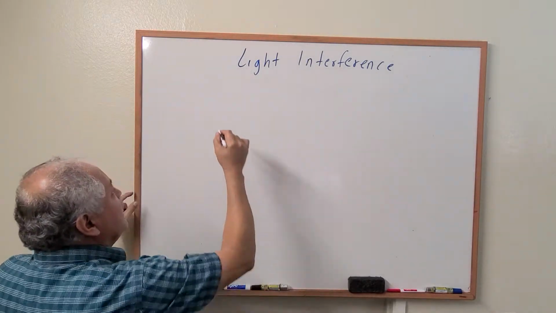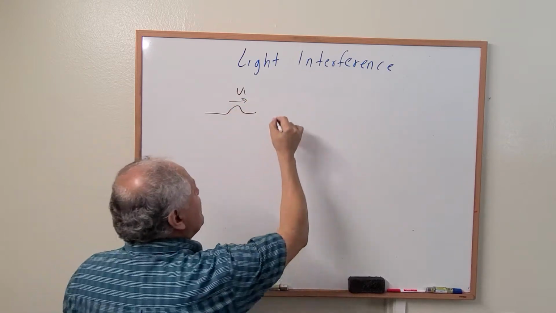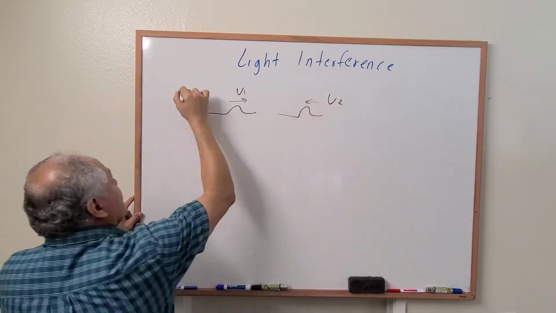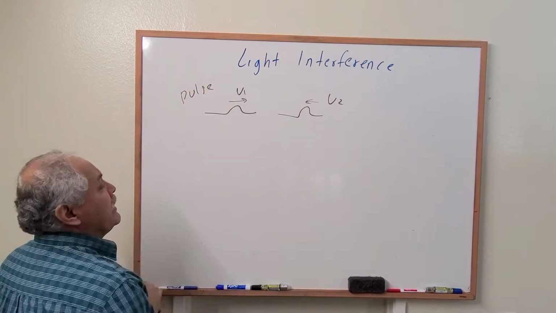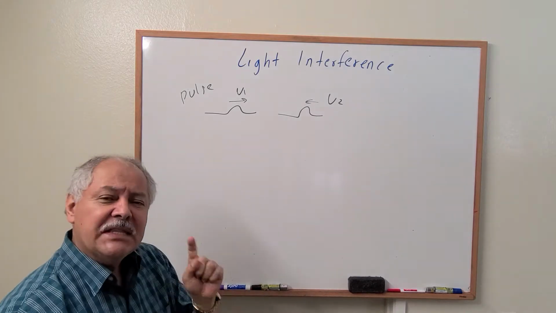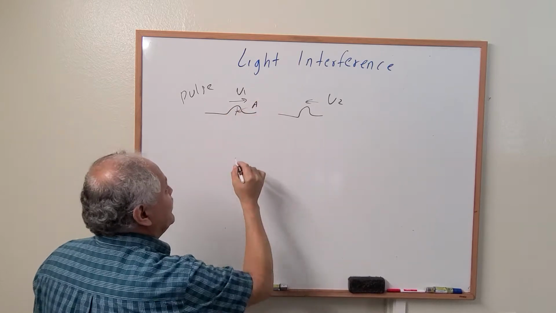For example, let's say that this is a pulse. We have another pulse right here, B2. Again, we're dealing with pulses. Okay, perfect, and now they meet. For simplicity, imagine that they have the same amplitude.